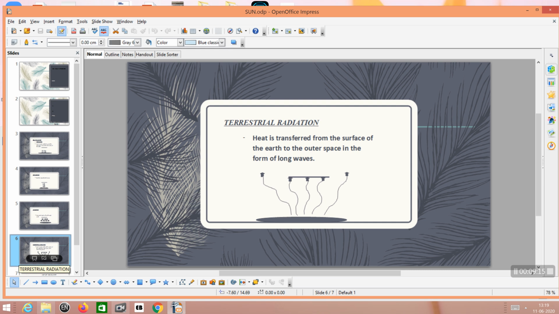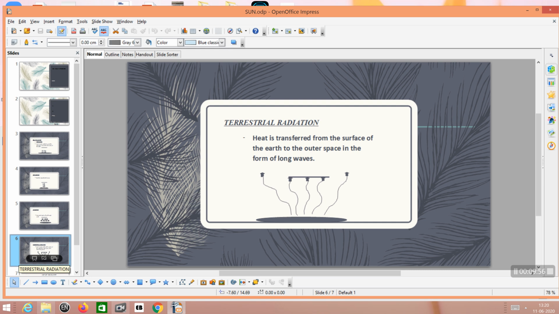Among these four processes, conduction, convection and advection are confined to the near atmosphere of the Earth. That means the lower part of the air is heated up due to the first three processes: conduction, convection and advection. But the fourth one, terrestrial radiation, is helpful to heat up the upper part of the atmosphere or outer space.